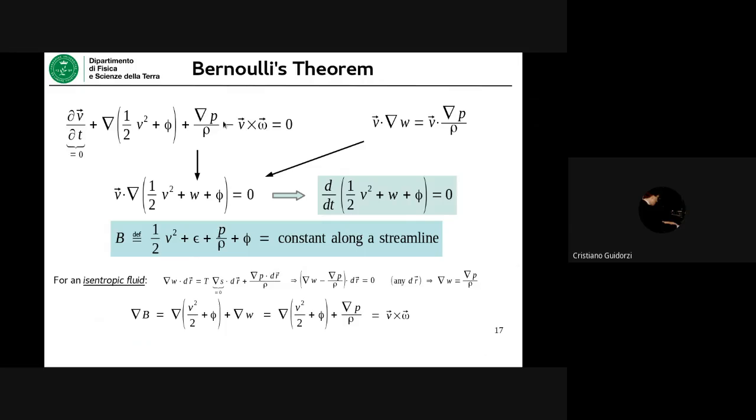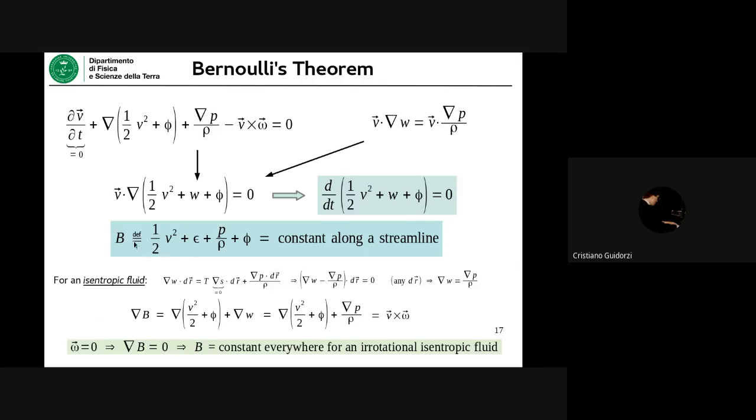But look here. The gradient of this term plus this term, which is 0, is nothing but the vorticity vector. So in the case of null vorticity, when the fluid is said to be irrotational, so no vortices, and the fluid is isentropic, you immediately see that the gradient of B is 0 at every point.